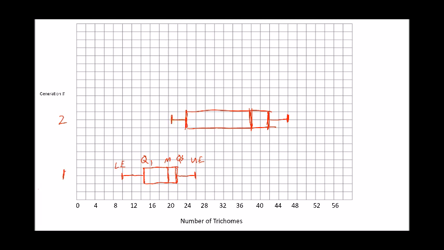All right, so there's our two data sets. Again, this is Q3 right here. This is the median. This is Q1. This is the lower extreme. And this is the upper extreme. All right, so now we have parallel box and whisker plots. Parallel box and whisker plots are box plots on the same axis.